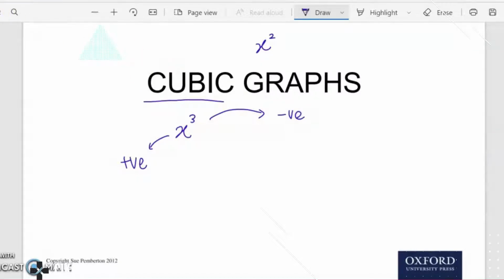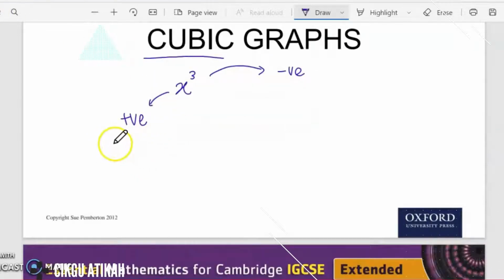For positive cubic, let's say we have y equal to x cubed. So it's looking like this. At least for this topic, you need to know the shape only. At least you need to know the shape, how the cubic graph looks. Sometimes the question asks you to sketch only, not drawing.